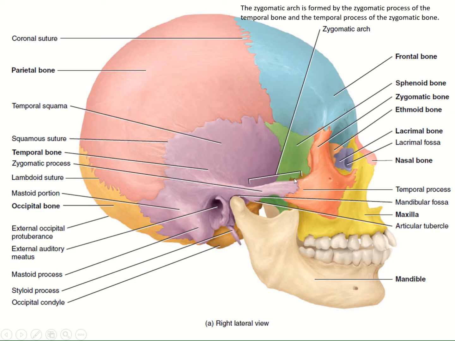Notice the zygomatic arch over here. The zygomatic arch is formed by the zygomatic process of the temporal bone. This is your temporal bone, and this is the zygomatic process of the temporal bone. And the zygomatic arch is also formed by the temporal process of the zygomatic bone. So the zygomatic arch is made up of structures of the temporal bone and the zygomatic bone: the temporal process and the zygomatic process.